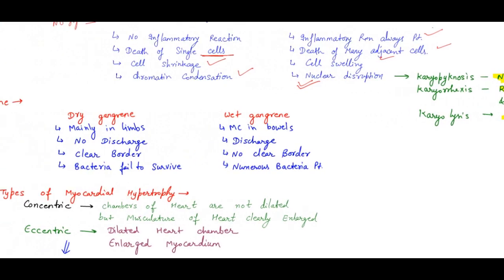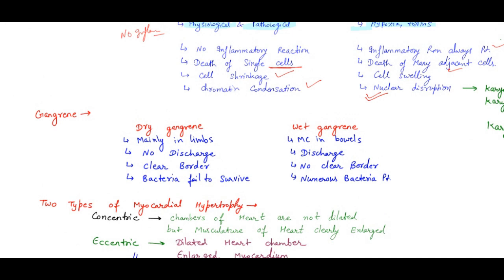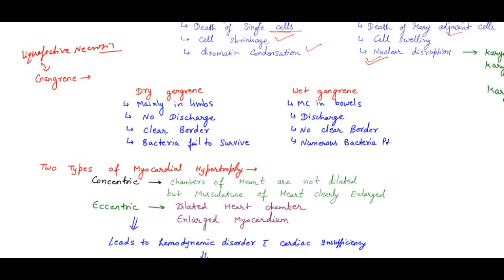Then remember the necrosis. In necrosis we have liquefactive necrosis, and the example for that is gangrene. Gangrene can be dry gangrene or wet gangrene. We already discussed gas gangrene. Okay, write me in the chat box what is the cause of gas gangrene. Then dry gangrene and wet gangrene.